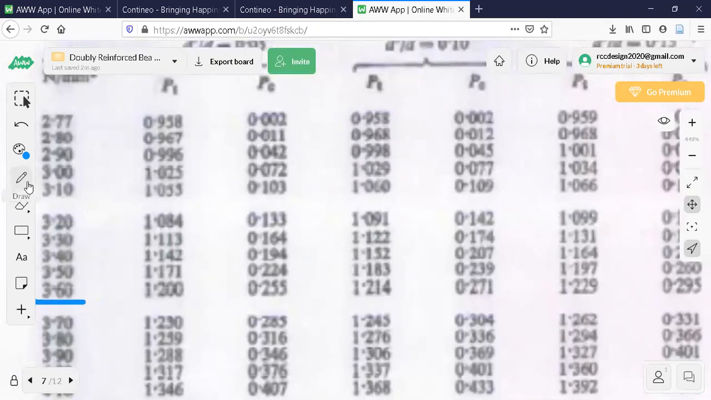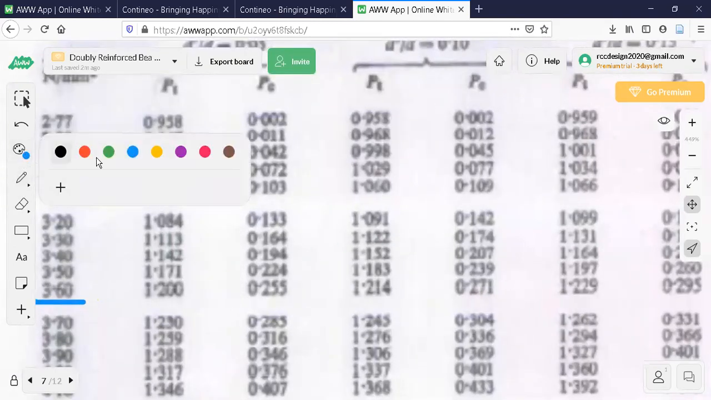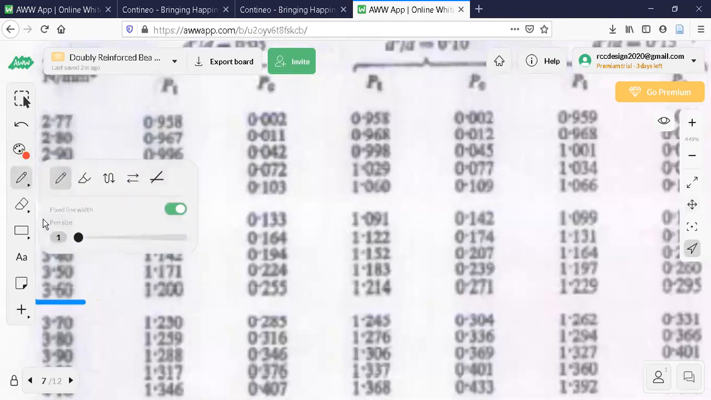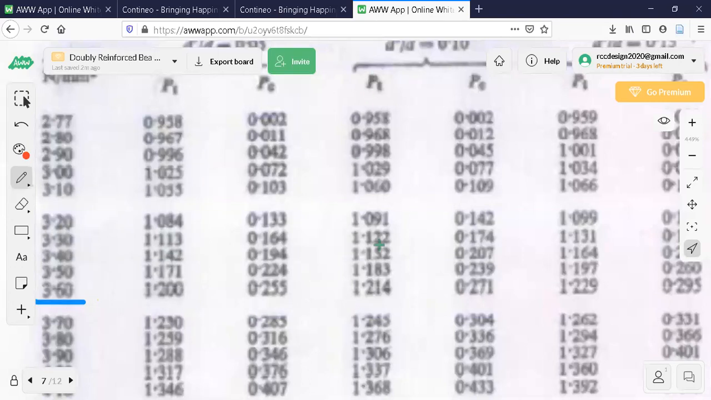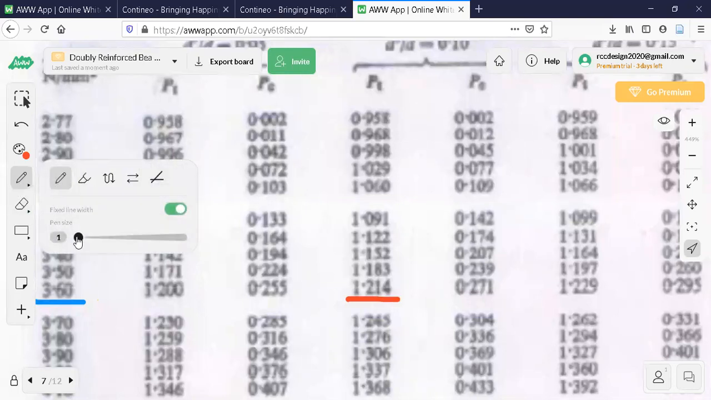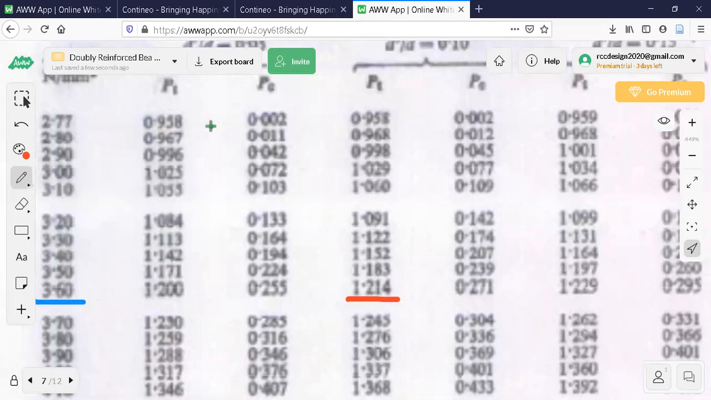Okay, I'll do this. Now observe this. Which value am I going to check? Observe here: 3.6, PT, percentage tension steel, is 1.214. PT is equal to 1.214.